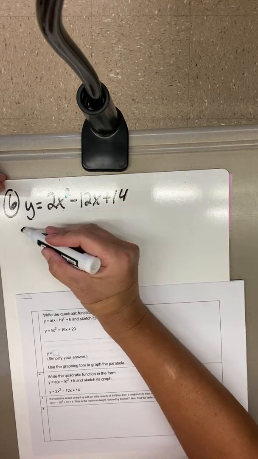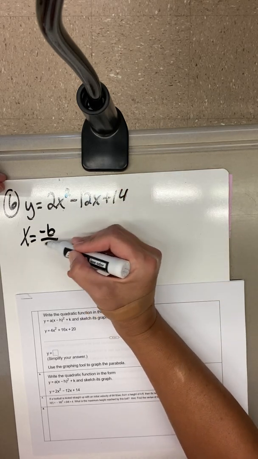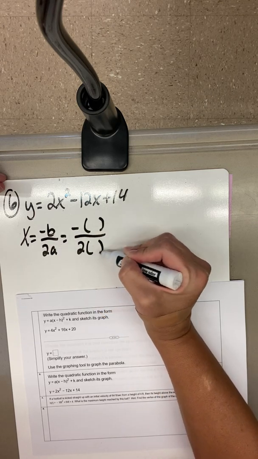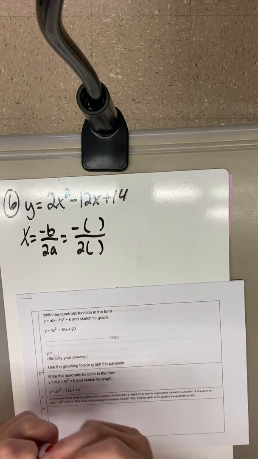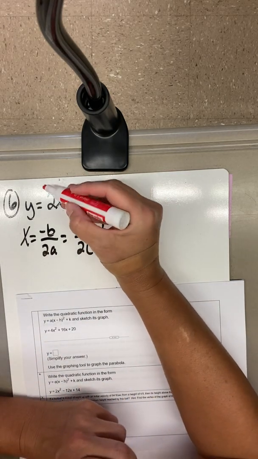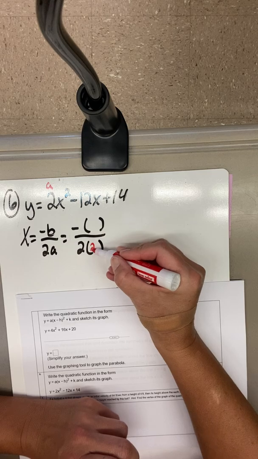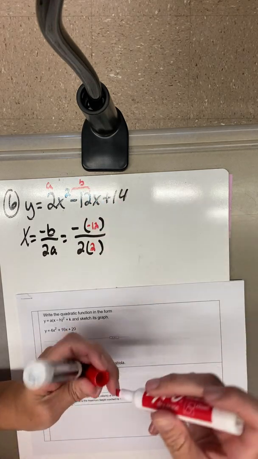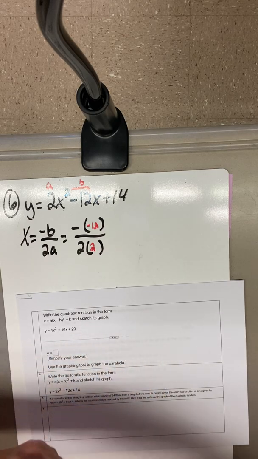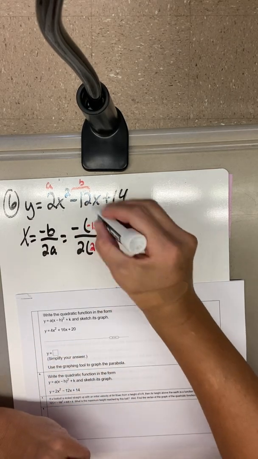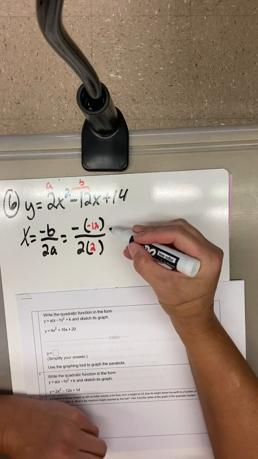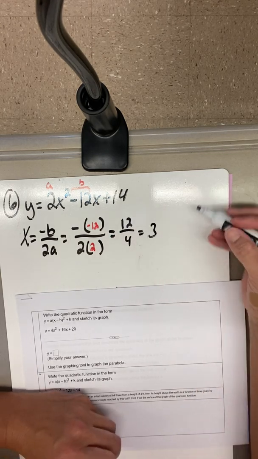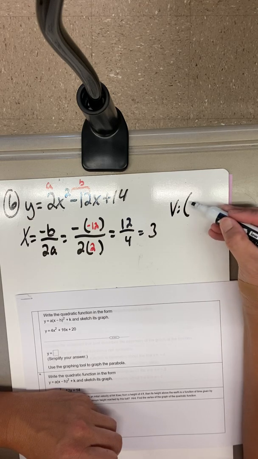So I need the x value of the vertex. Remember, that's negative b over 2a. Negative stuff over 2 times stuff. Make sure you use parentheses. This time my a is 2 and my b is negative 12 and c is irrelevant on the x value of the vertex. So we have, again, type this in your calculator, use parentheses. We got positive 12 over 4, which is going to be x equals 3. So right now on the vertex, I know x is 3.